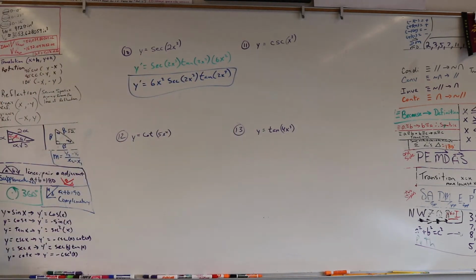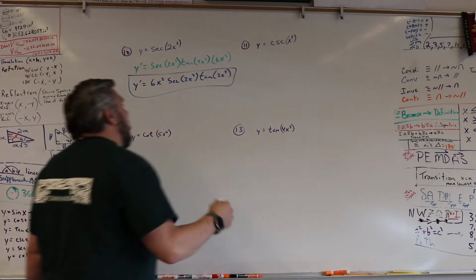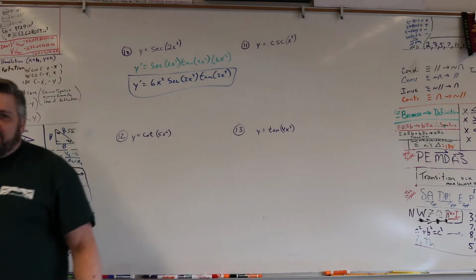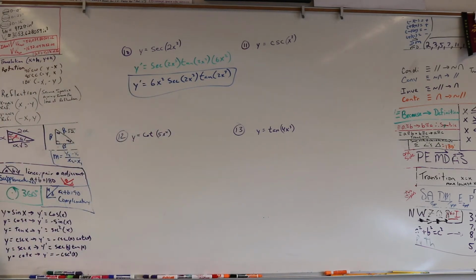Okay? So what about cosecant? What is the derivative of the cosecant? It's negative cosecant cotangent. So you can see where this gets a little bit confusing. How are you going to remember this? How are you going to memorize this?